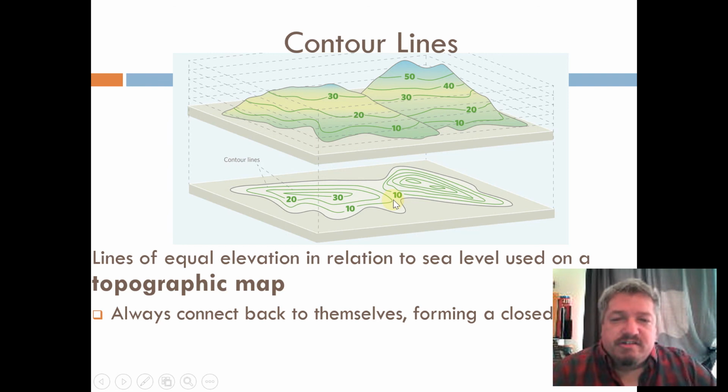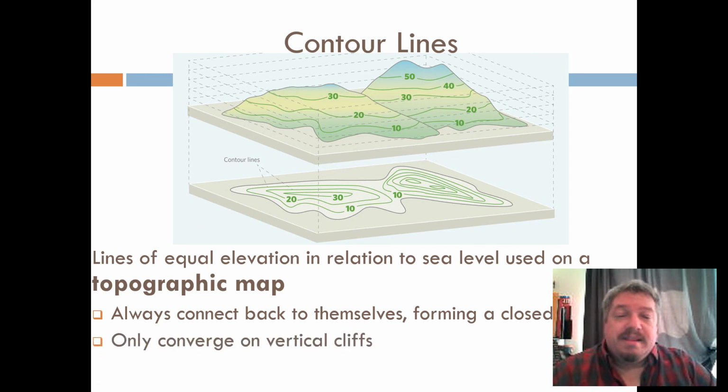Because if you have two lines crossing, if the 30 feet above and the 10 feet above lines crossed, that would mean that place is simultaneously 10 feet above sea level and 30 feet above sea level. Well, we know that can't happen. What they can do is get very, very close, like a cliff, and I'll show you what that means, but they can never cross each other.